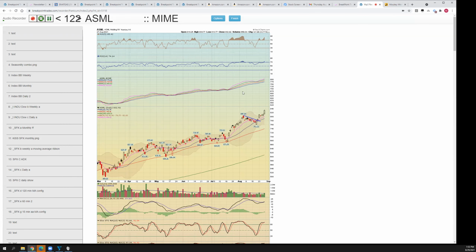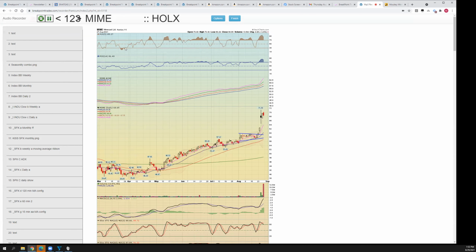Chart 122, ASML, another nice one. If you bought this little trend line break, your initial stop right here. Now, obviously, your initial stop would be moved up to profitability. Next, Chart 123, MIME was a coil setup. Again, if you bought this coil break, your initial stop for a swing right here.